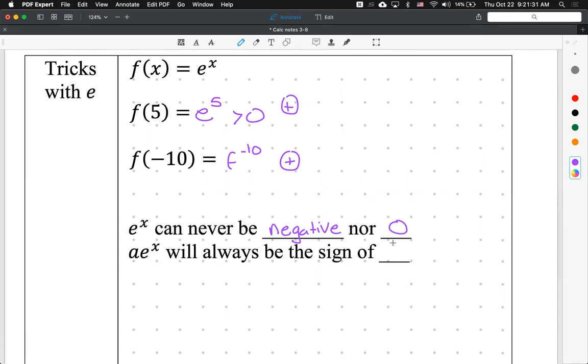And if I have something out in front of e, that will always be the sign of A. Exactly. If A is negative, then this whole thing will be negative. If A is positive, it will always be positive. All right, that's the end of the notes.